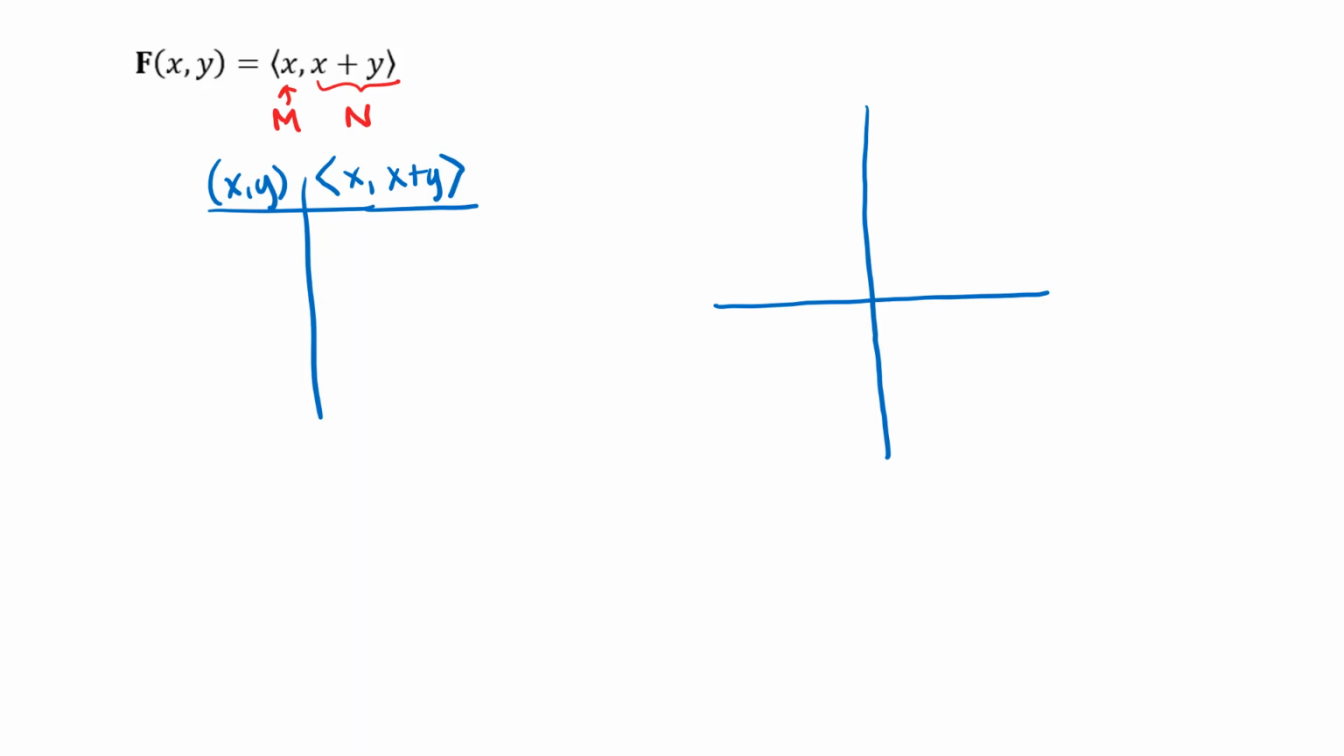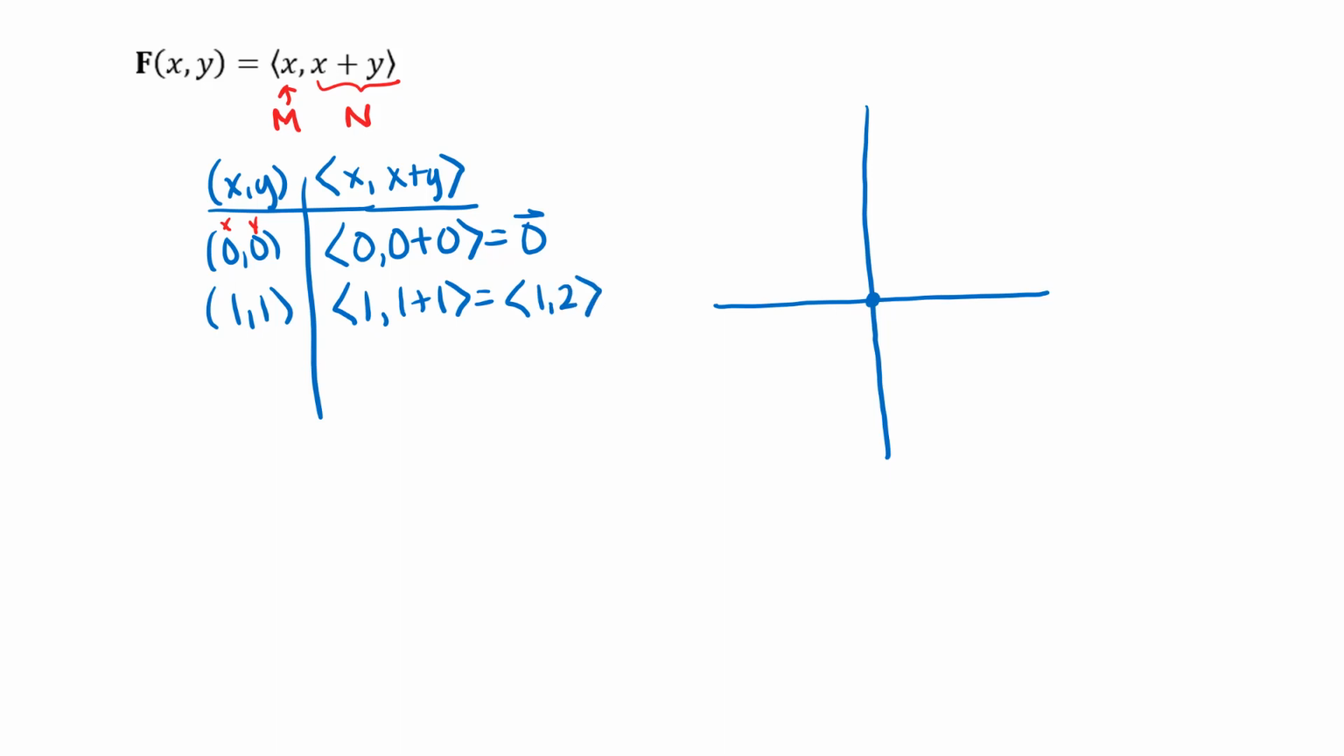Okay, so we're going to just plot lots of points. So for example, (0, 0), (1, 1). So when I plug in (0, 0), I'm just putting in the 0 for x and the other 0 for y. So I'll get 0, 0 plus 0, or that's just the 0 vector. So at the origin, I really just have the 0 vector, so I would just represent that as a point. At (1, 1), I would get 1, 2.